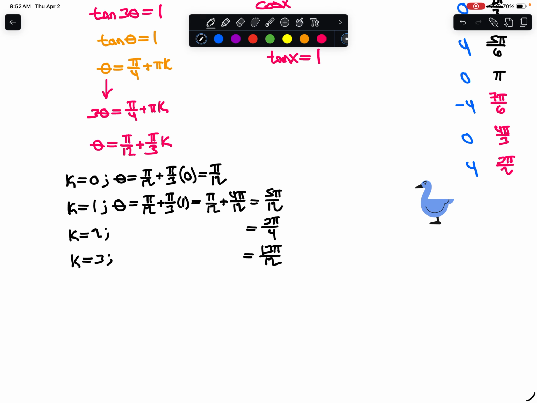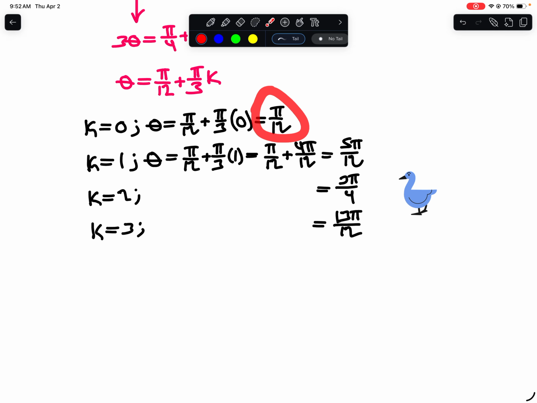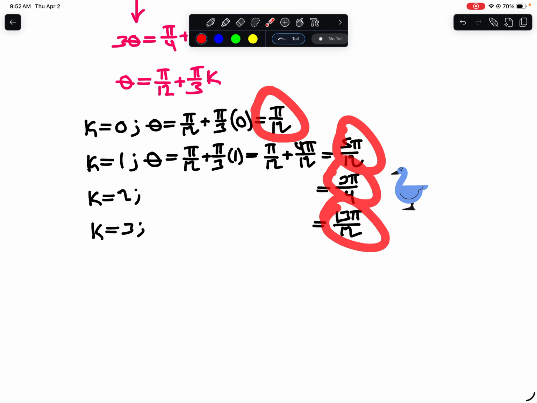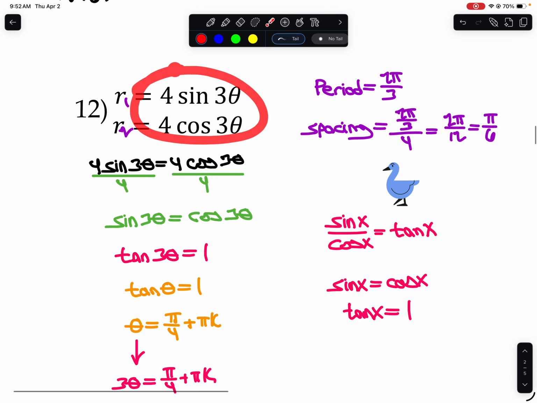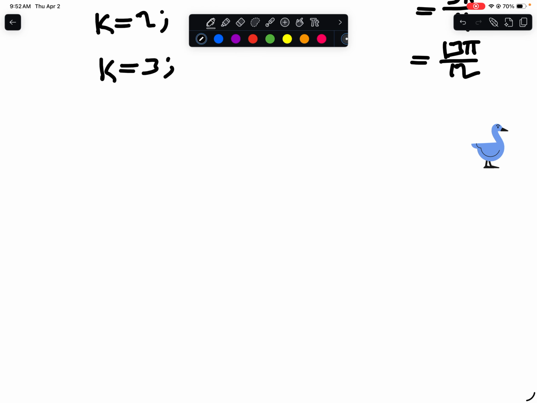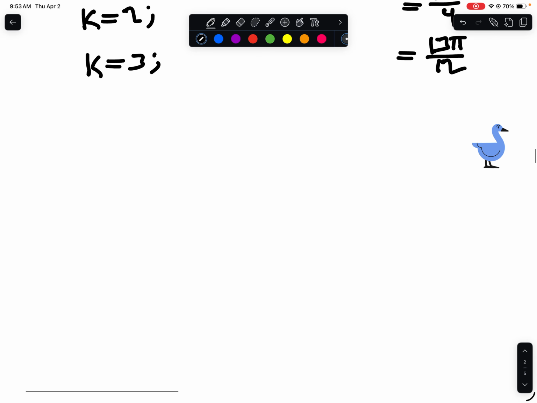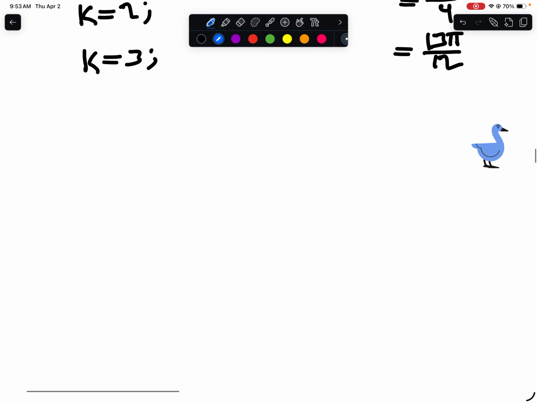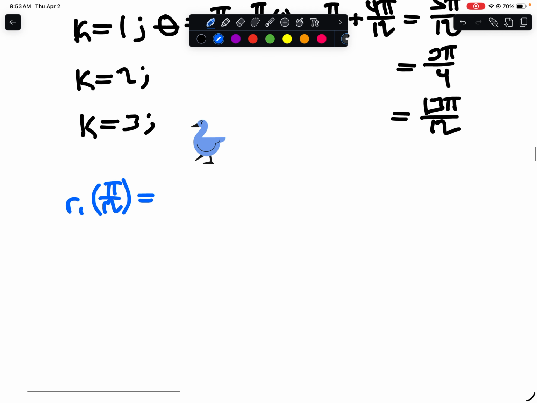So once you get here, now you're actually going to plug in points to see what the coordinates are going to be. So I'm going to plug in pi over 12, 5 pi over 12, 3 pi over 4, 13 pi over 12, and so on and so on. Now, once again, it's not going to matter which rose equation you plug it into. It's going to work for either one. I have a proclivity towards sine, so I'm going to use sine. So I'm going to do r1 of pi over, is it pi over 12? Yes. Okay, so when I plug in, that's going to be 4 sine of 3 times pi over 12.